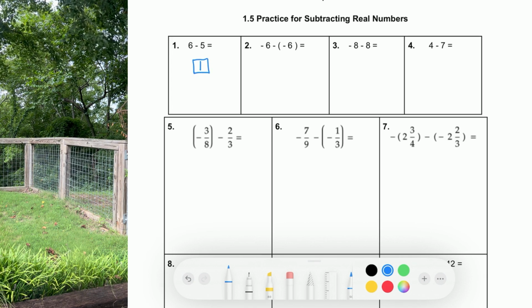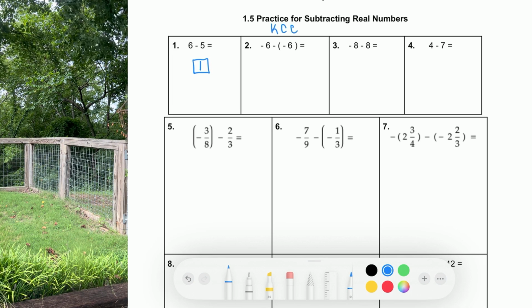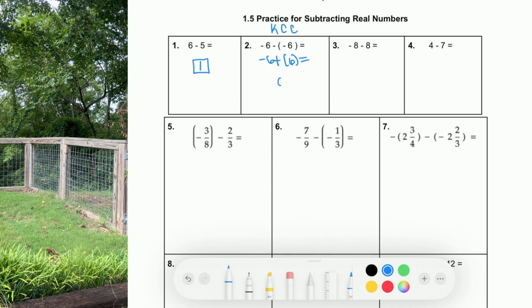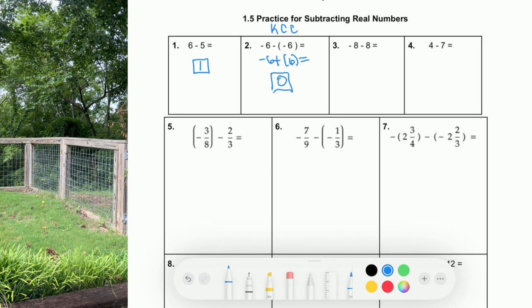Negative 6 minus negative 6. Remember the tip of keep, change, change. So we're going to keep the negative 6, change that to a plus, change that to a positive 6. So then we have negative 6 plus 6. Those are two different signs, so that means we take the difference, which is 0. And usually we'd keep the sign of the greater number, but because this is 0, that is our answer.